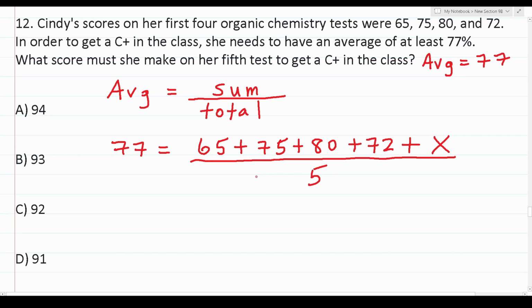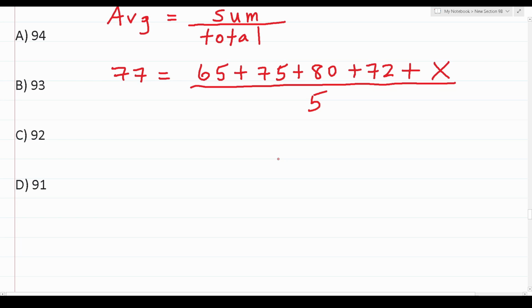All right, so by doing this arithmetic, more specifically by solving for X, we'll know what score she needs to get on her 5th exam to have a 77 average in the class. So to start, I'm going to multiply both sides by 5.